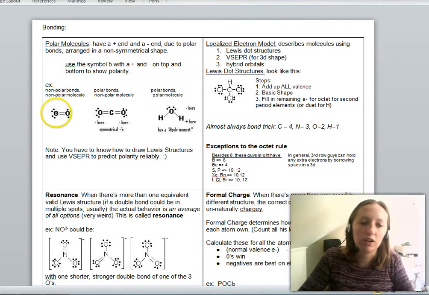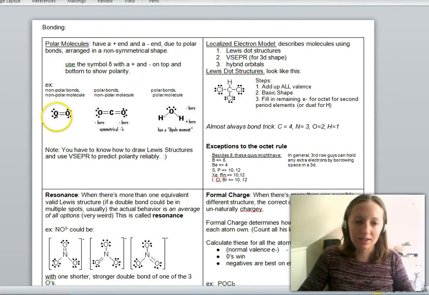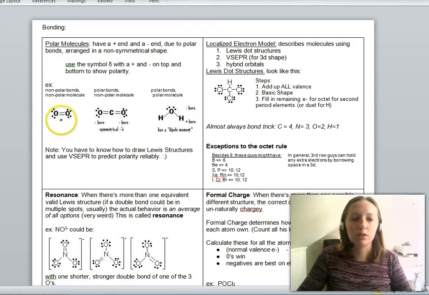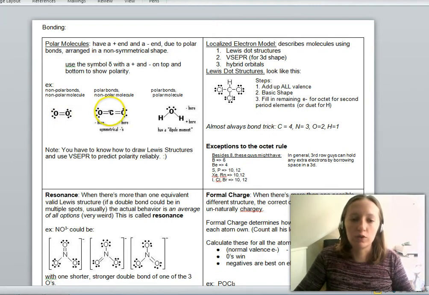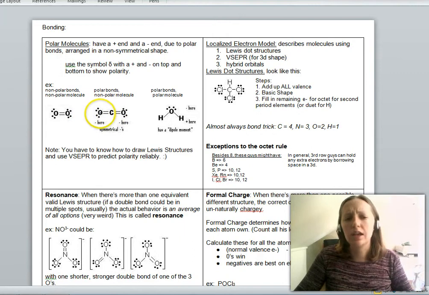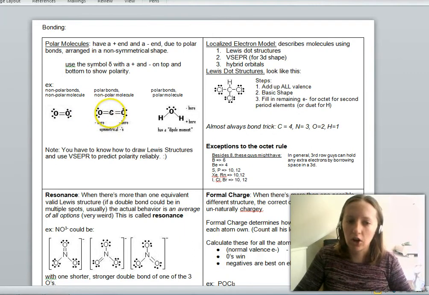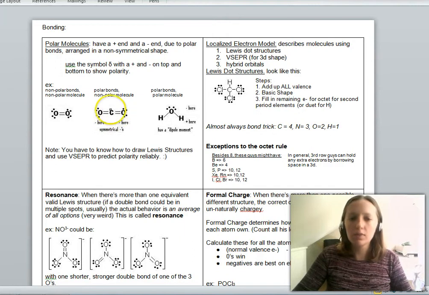So if you look down here, you've got oxygen gas here, oxygen sharing with oxygen. They're going to be perfectly matched in terms of their electronegativity, so it's going to be a nonpolar bond. But if you've got carbon bonded to oxygen like we do here, oxygen has got a much higher electronegativity than carbon does, and so the electrons in this double bond will be spending more time over near the oxygen, which gives the oxygen a slightly negative charge compared to the carbon.